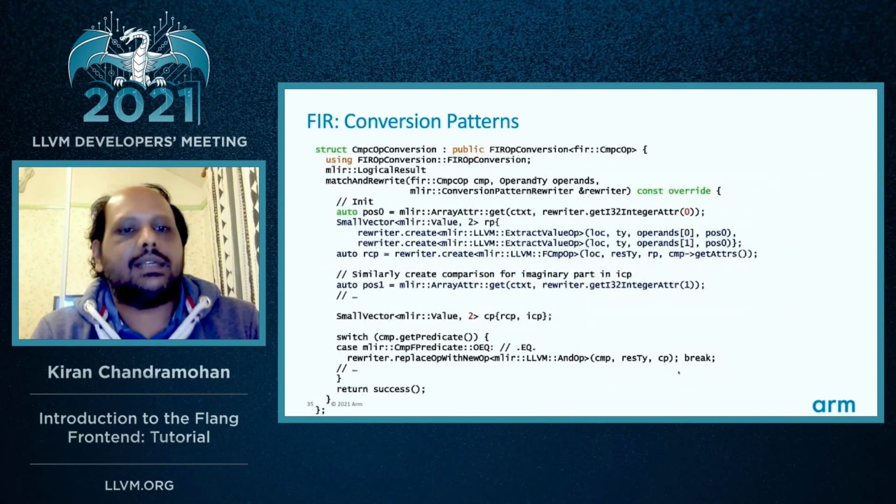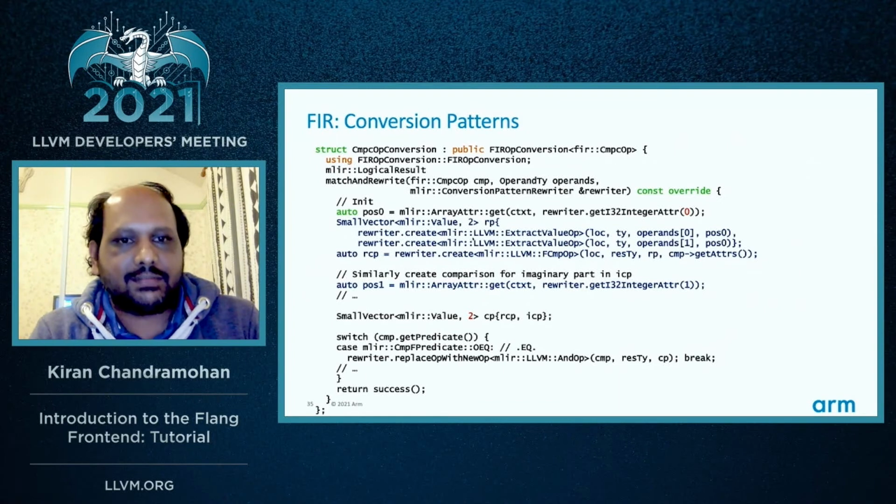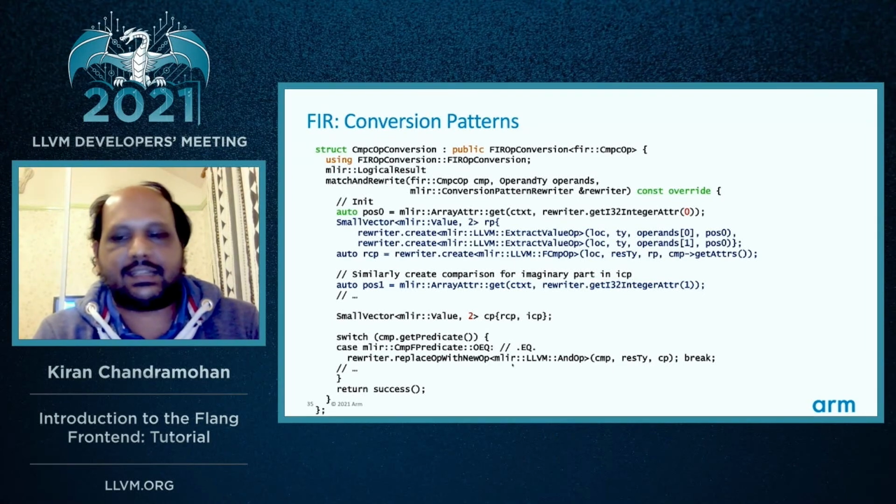And this is achieved by this C++ code, where you can see that we create extract value operations for extracting the real portion, and then we create a comparison operation for comparing the real portion. And similarly, we do that for the imaginary part. And finally, we add an AND operation to do the AND of both the real and imaginary comparison.